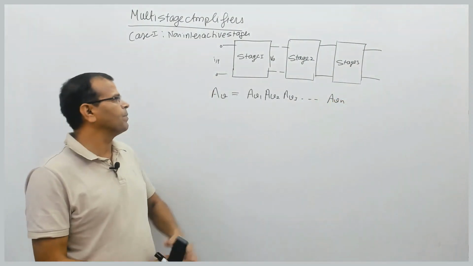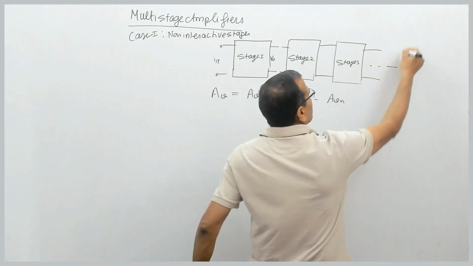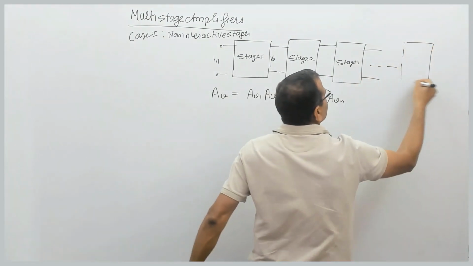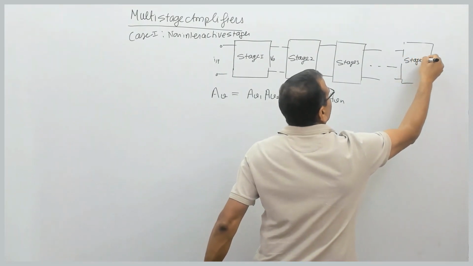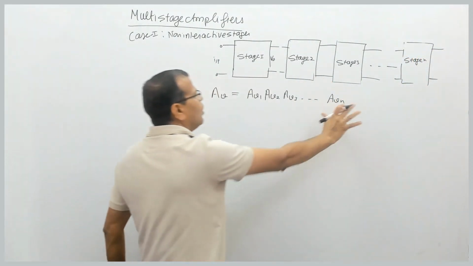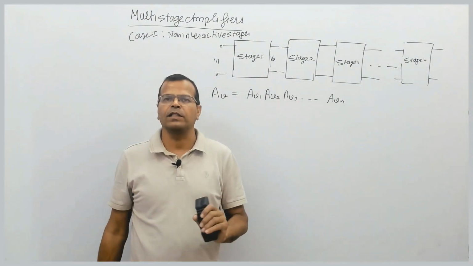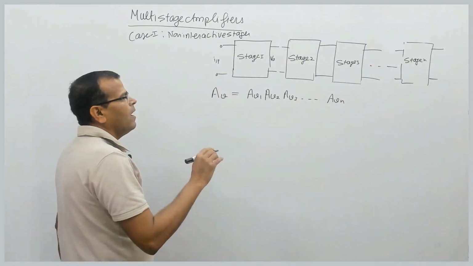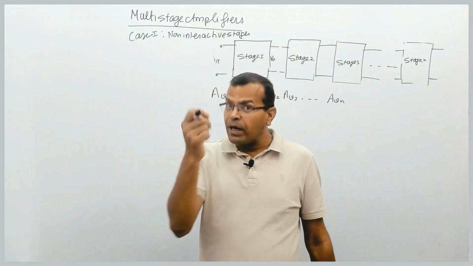Simple multiplication. If these are 3 stages I have shown, you may be talking about n number of stages. So this is the nth stage, this is stage n. In that case, the overall voltage gain is like this. Fine. Now, gain can be taken in decibels. I hope you remember, but I'm just repeating.